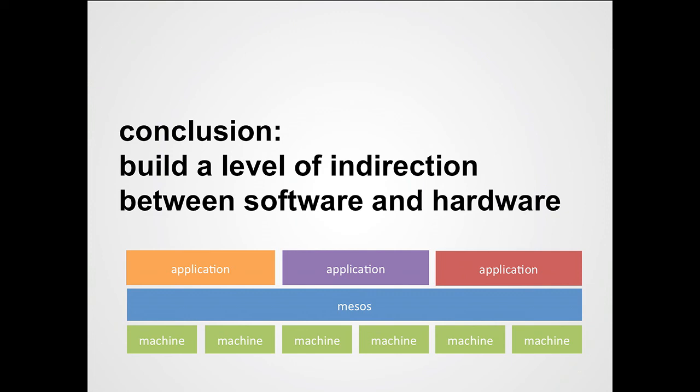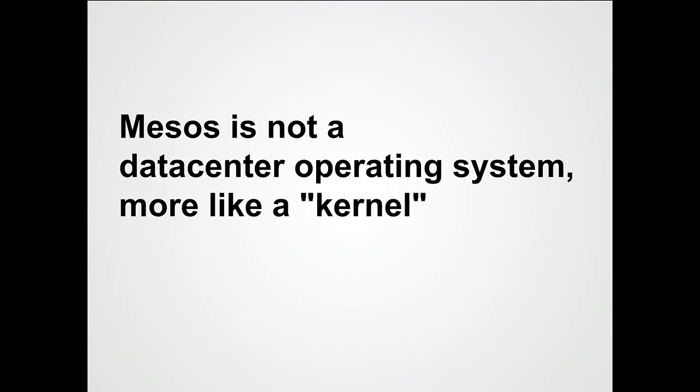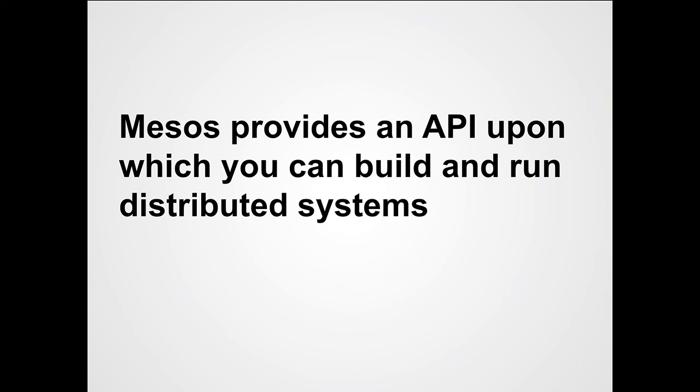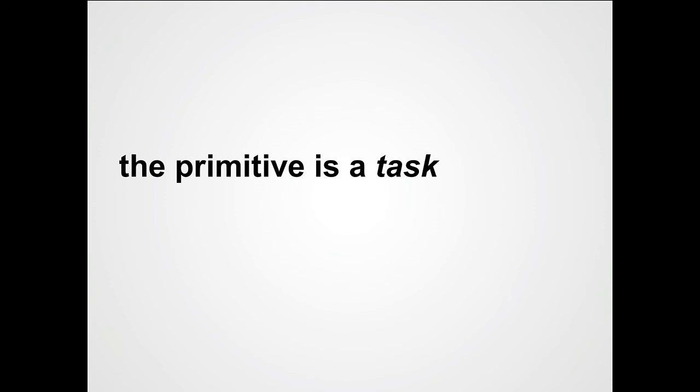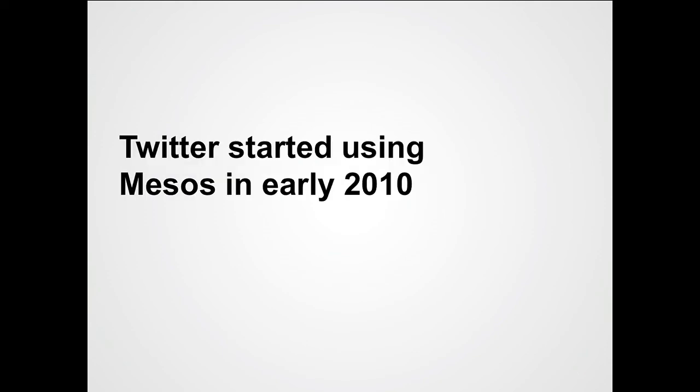So this picture should hopefully look pretty familiar to a couple slides back. All right, so Mesos is by no means a data center operating system. In some ways, we like to think of it more like a kernel, if anything. What it does is it really provides an API upon which you could build new distributed systems and then run them pretty easily. But the key thing about Mesos is that it makes the abstraction resources, not machines. And it makes the primitive a task that consumes resources.